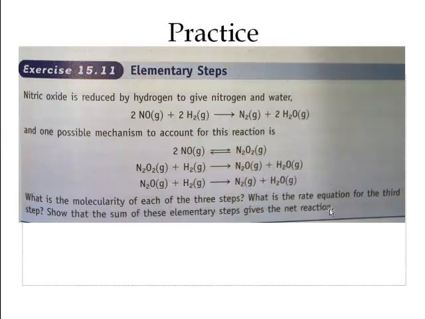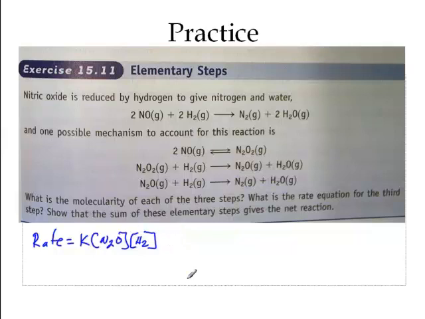And then the next question, what is the rate equation for the third step? Okay, so I'm just going to write out the rate law equation, right? Our rate equals k times, and if we look at the third equation right here, we've got the concentration of N2O times the concentration of H2. And according to that step, it's first order for each one of them because there's only one bumping into each other. So that would be the rate equation for that step.